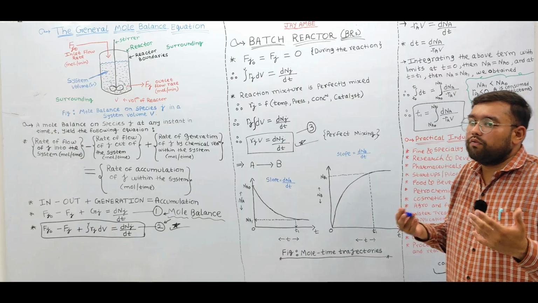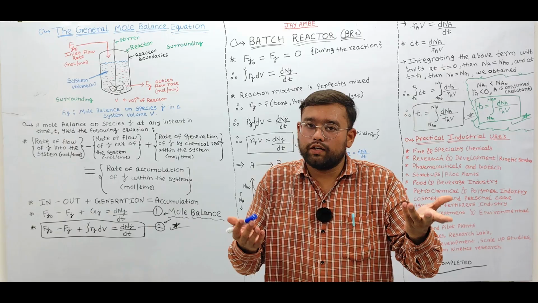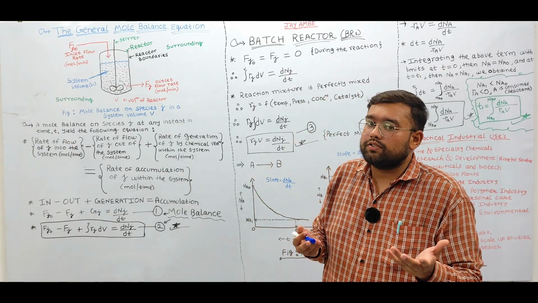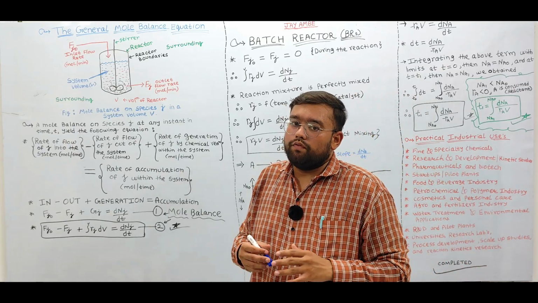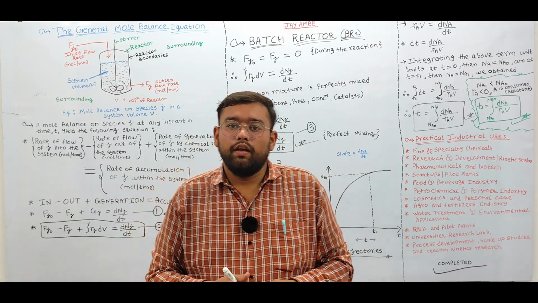So what are the rates of reactants? What is the rate of disappearance, and the rate of generation with respect to the products? We already discussed this, and I already explained it. If you want to recall, I request you to please watch the previous lectures.